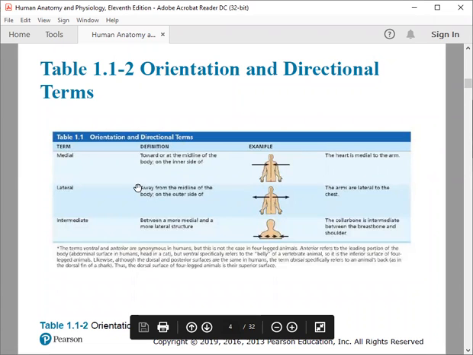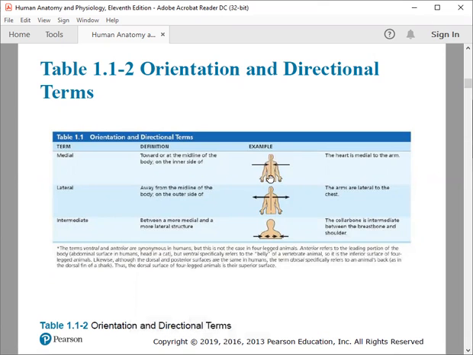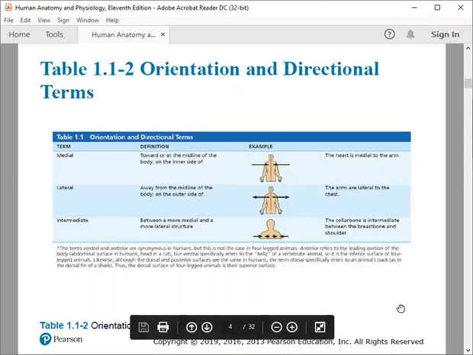The next table has additional terms. Medial is towards the midline, as you can see in this diagram here. Lateral is going to be away from the midline. And then intermediate would be between a more medial and a more lateral structure. So this can be relative to something that is not in a central location, or there's two of.